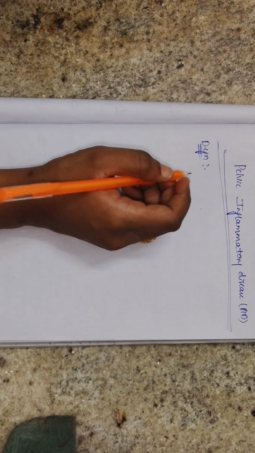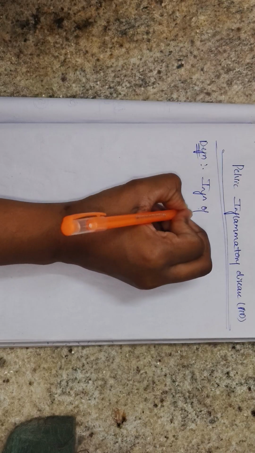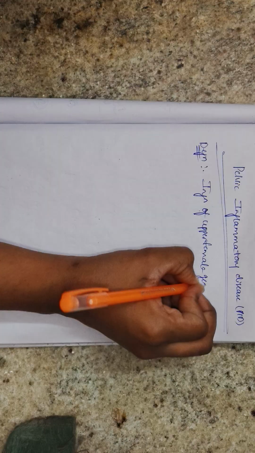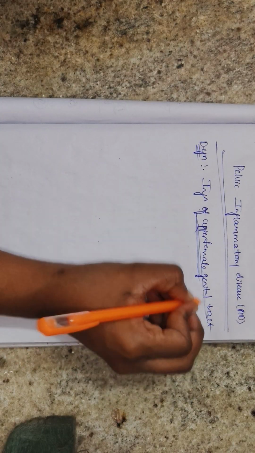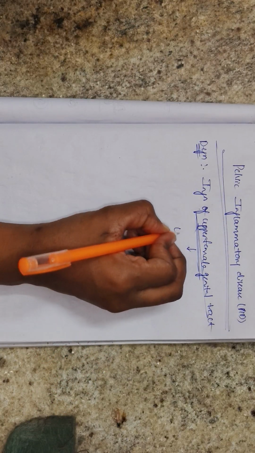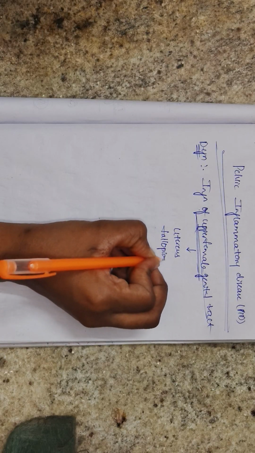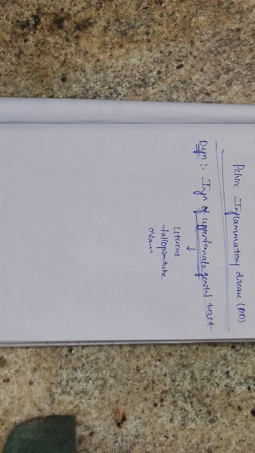What is the definition? The definition is infection of the upper female genital tract. PID means infection of the upper female genital tract. Upper female genital tract means what will come? First one is uterus, fallopian tubes. Next one is ovaries. So this is the upper genital tract. Upper female genital tract comes under uterus, ovaries, and fallopian tube. So it is the infection.